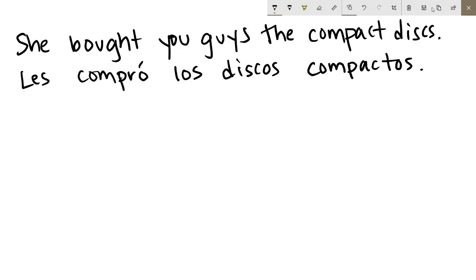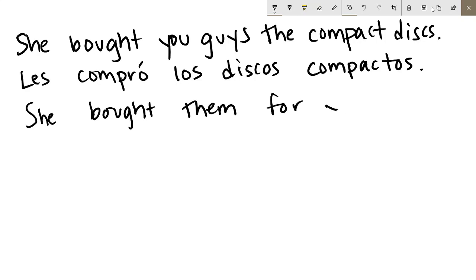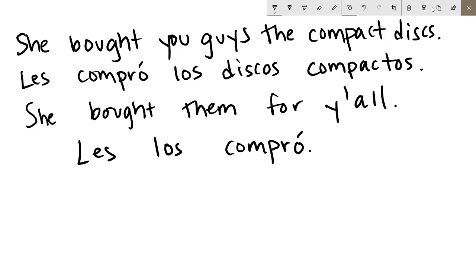But again, I want to refer to these as a them. I want to say she bought them for y'all. Okay, she bought them for y'all. So if we were to follow the pattern that we've been building, it would be les los compró. Except, believe it or not, this is not correct in Spanish. I will show you why.